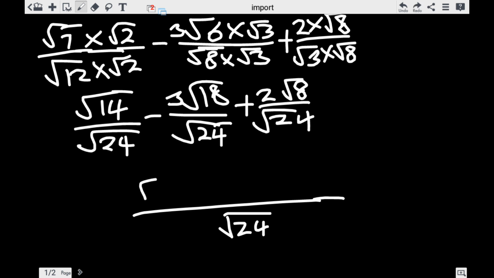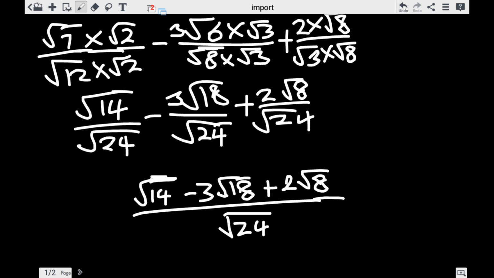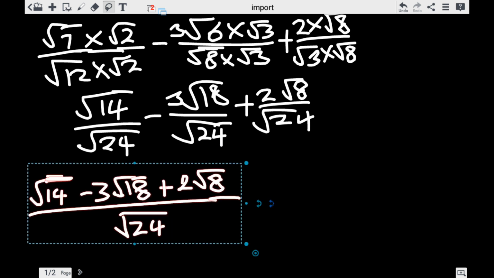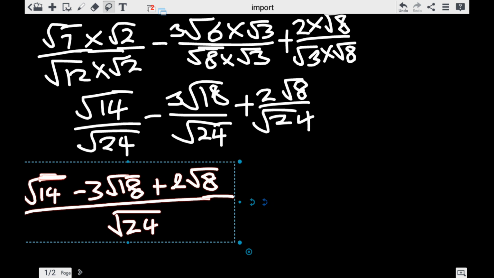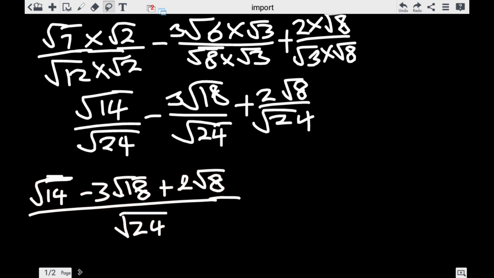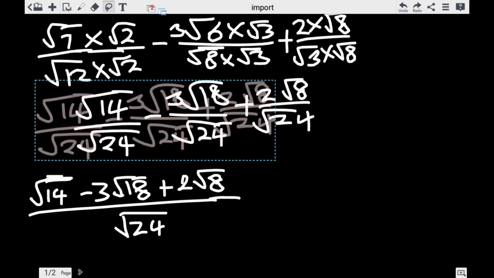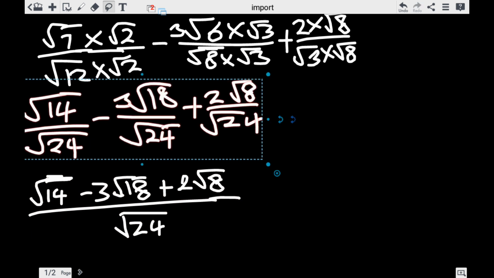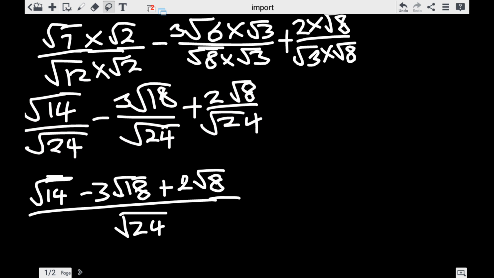So root 14 minus 3 root 18, minus, plus, sorry, this is a plus sign here, plus 2 root 8. Now at this point, I would like to move everything here, move it slightly here, as well as what is on this side, so that I can make space on this side.